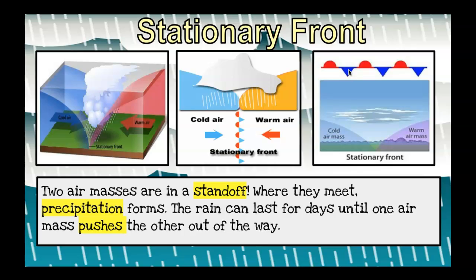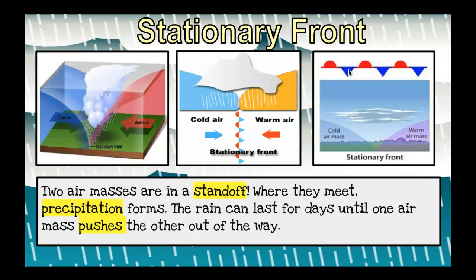Next, you have a stationary front, and that is a front that's not going to move. So you have a cold air mass, it hits a warm air mass, but instead of one pushing the other out of the way, they're in a standoff. They can't move each other. So if there's lots of water vapor in that warm air mass, it's going to bring rain for days until one air mass can push the other up and out of the way.